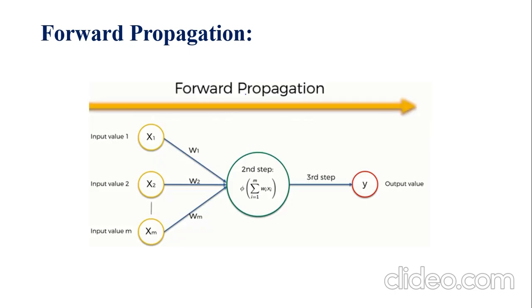Next one is forward propagation. It's very important. We are not going to discuss it deeply now. Just, it's a process in a neural network where the input data is passed through the network layers to generate the output. So the concept is initially weight, input, and at last output value.